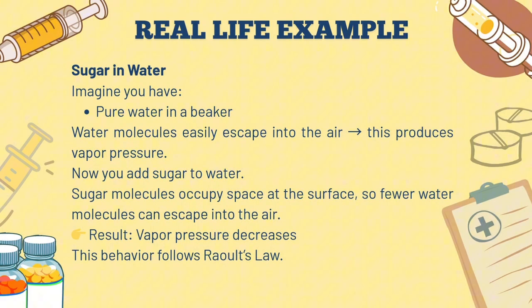Now let's discuss the most basic real life example, sugar in water. Imagine you have pure water in a beaker, and water molecules escape so easily into the air. But when we dissolve sugar in it, the sugar molecules occupy space at the surface. So the water molecules cannot escape that easily. So the result is that vapor pressure decreases. These behaviors follow Raoult's law.